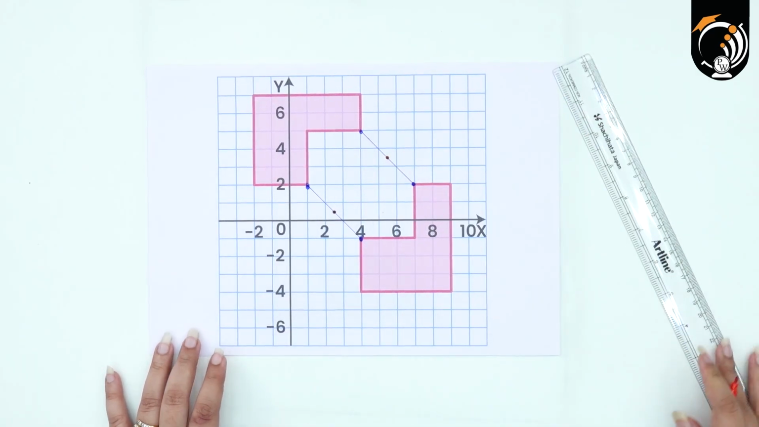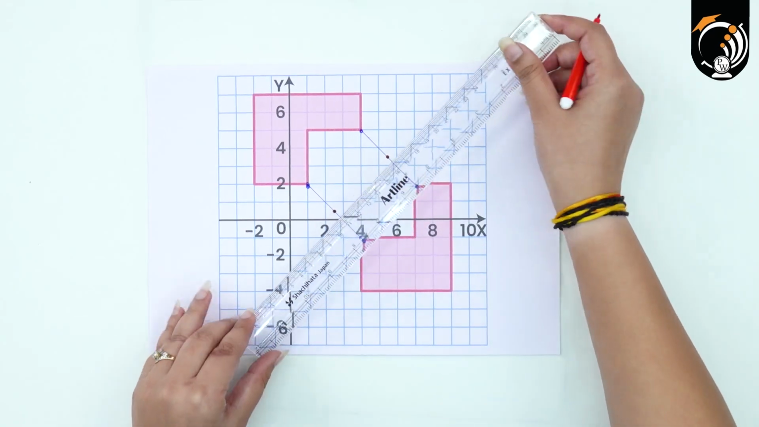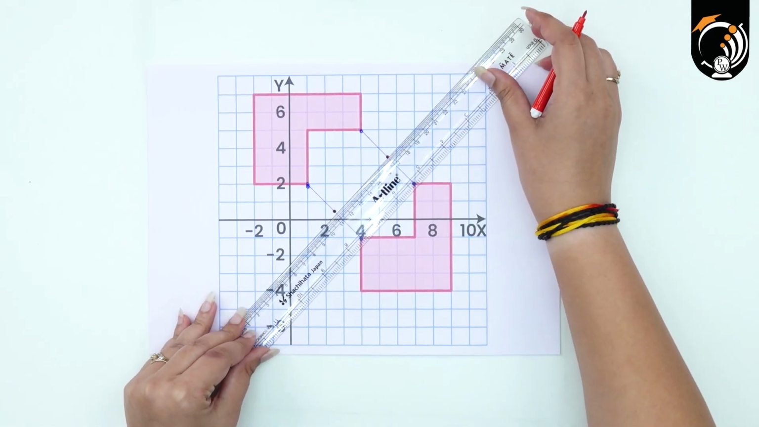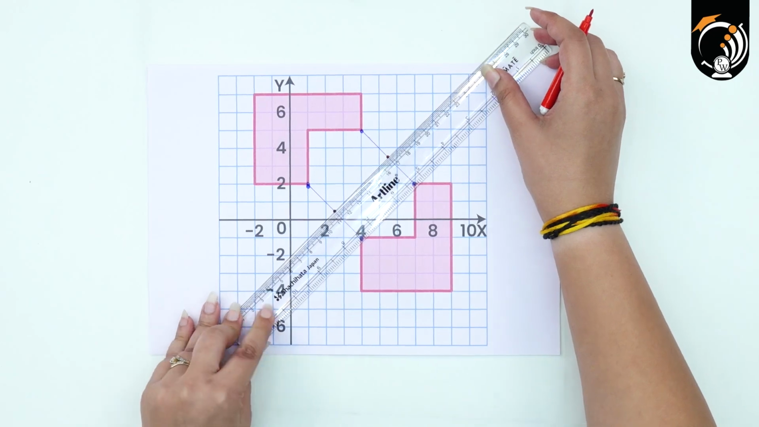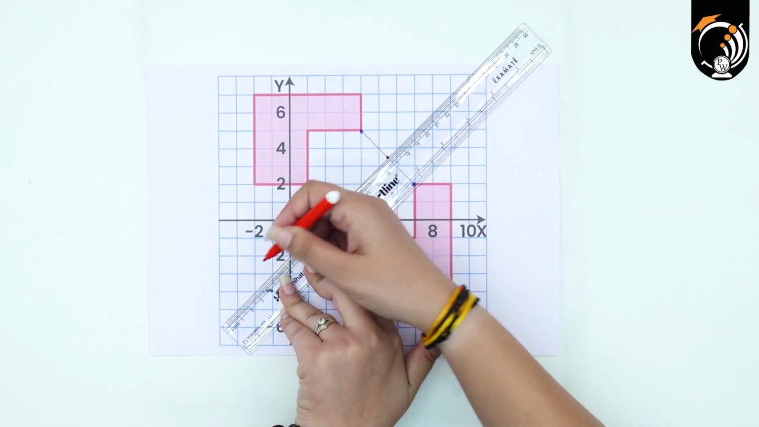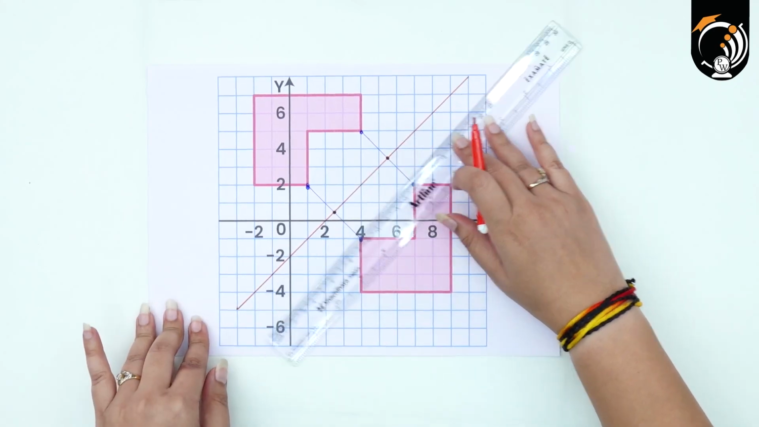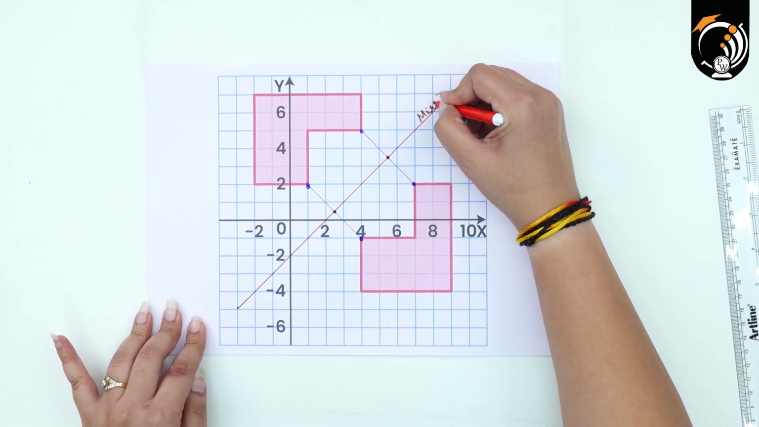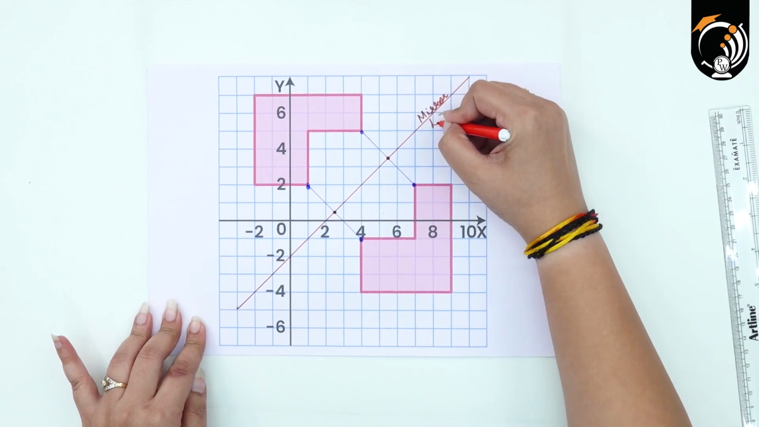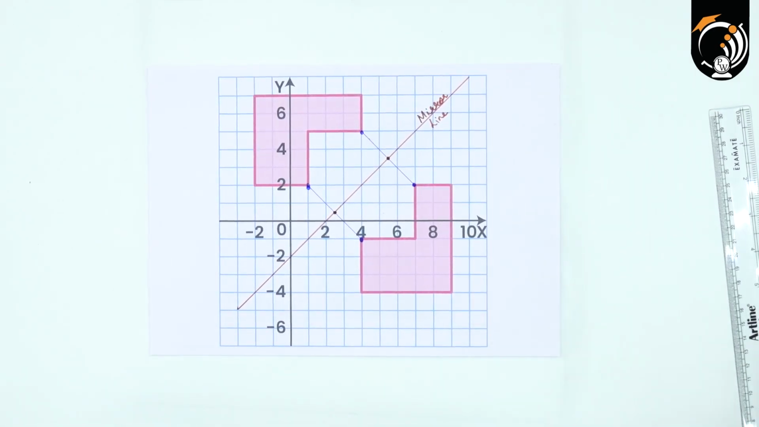So now the next step is we are going to join the midpoints using the scale. So let's do it, and we will be getting the mirror line here. So let's join the midpoints using the scale, and this is what we are going to get as the mirror line here for the reflection. Later on you can write the equation of this line as well. I hope this question is clear now.